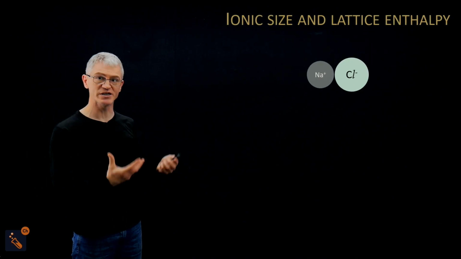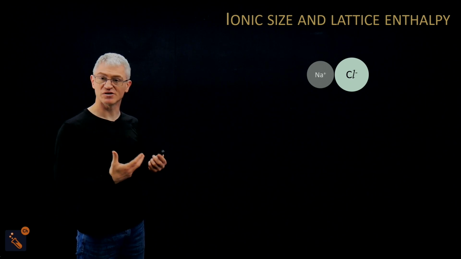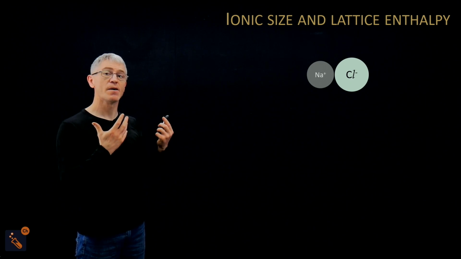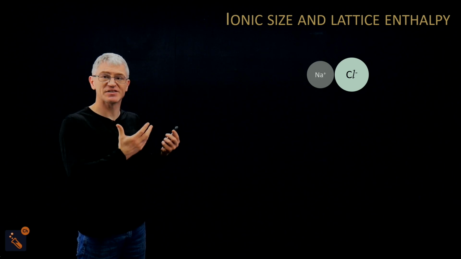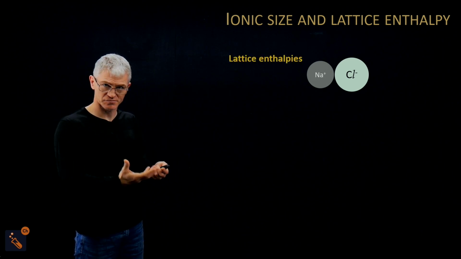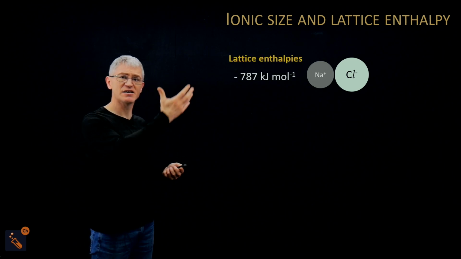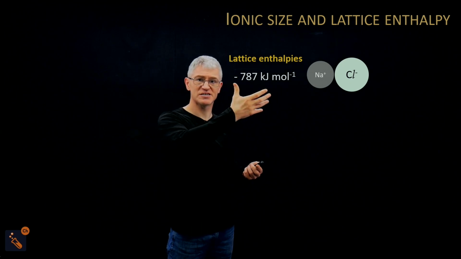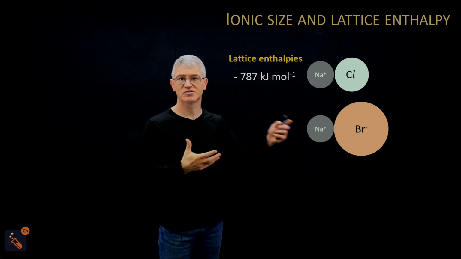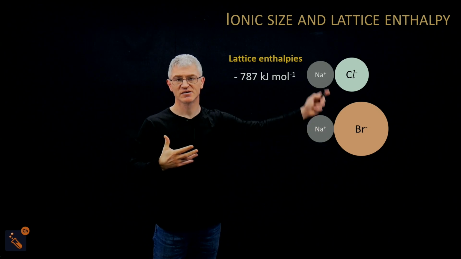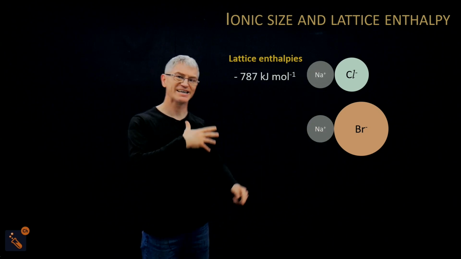So ionic size is really, really important, and that means your lattice enthalpy is going to become more exothermic if the ion is smaller. Let's have a look at this one. We've got sodium chloride, lattice enthalpy is 787. Then we go to sodium bromide. We've changed the non-metal, and it's got bigger.